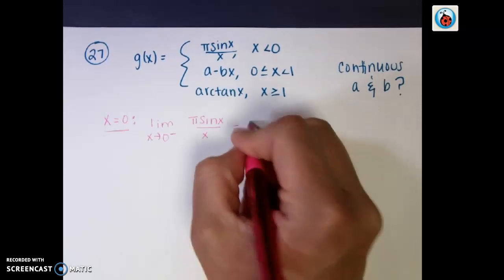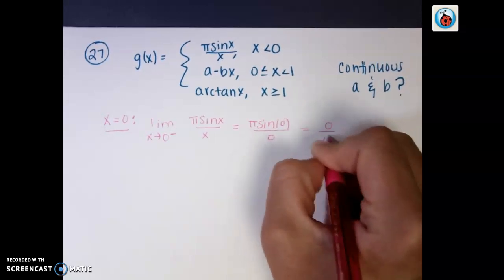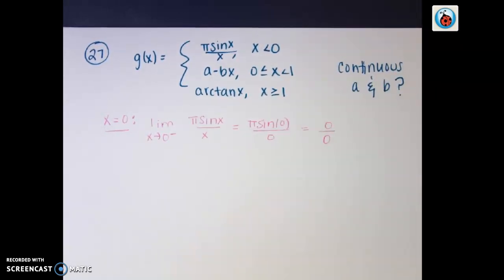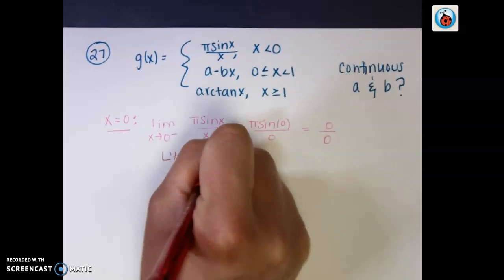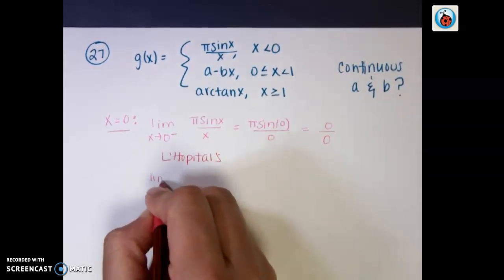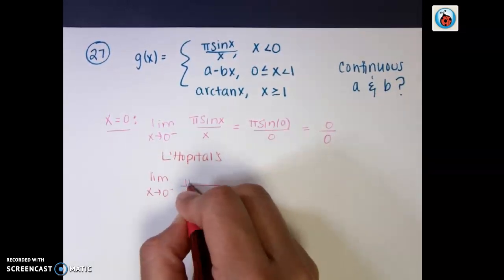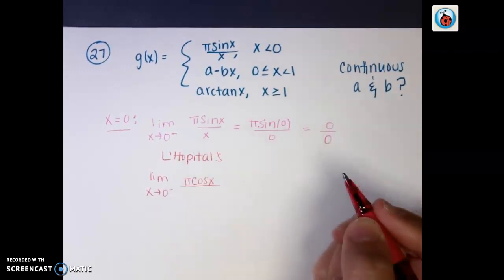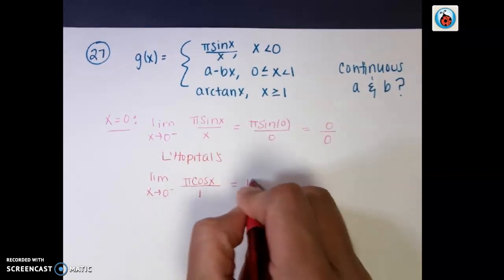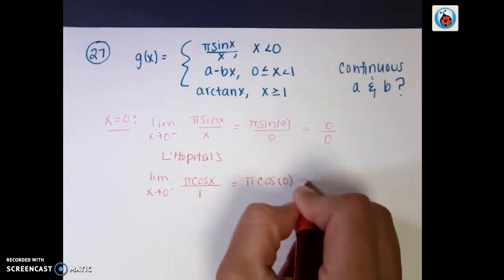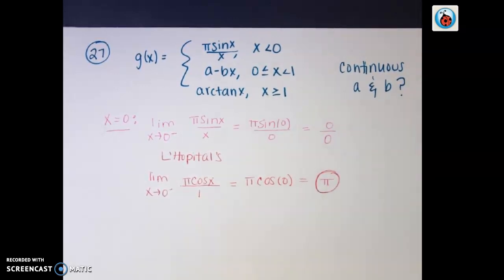Okay, so if we go ahead and try direct substitution, that means just plug in 0 for x. Sine of 0 is 0, so that'll give us 0 over 0, which is the indeterminate form. So we can use L'Hopital's rule here. Remember, L'Hopital's rule just says you're going to find the derivative of the numerator and the denominator. So the derivative of the numerator will be pi cosine x. Derivative of the denominator would just be 1. So then we're going to just do direct substitution. Cosine of 0 is 1, so this will give us pi. So the left-sided limit goes with pi.